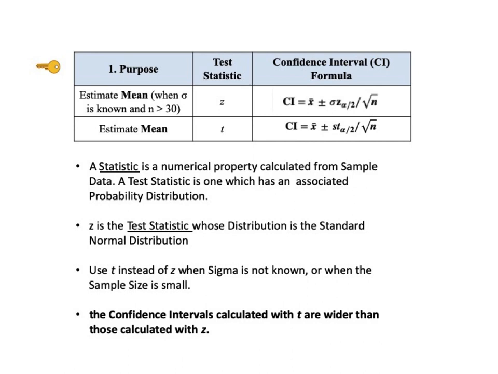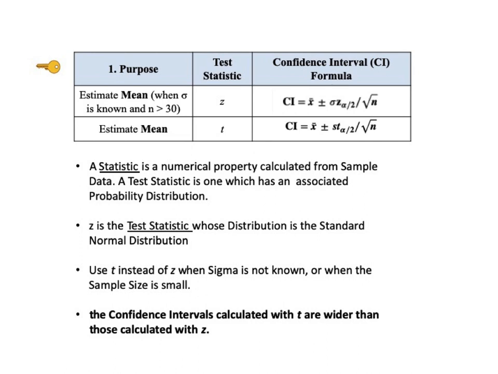A statistic is a numerical property calculated from sample data, and a test statistic is one which has an associated probability distribution. Z is the test statistic whose distribution is the standard normal distribution. In the Part 1 article in the book on confidence intervals and in that video, we use the test statistic Z to illustrate the concepts because Z is somewhat simpler to use than T. There is only one Z distribution, which is the standard normal distribution. But Z has its limitations.